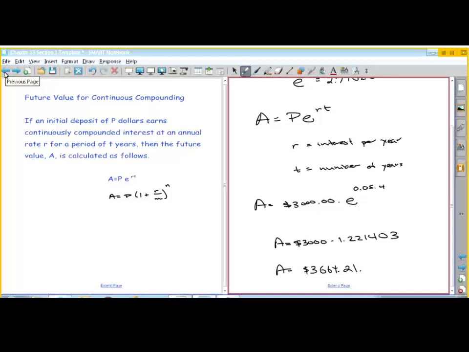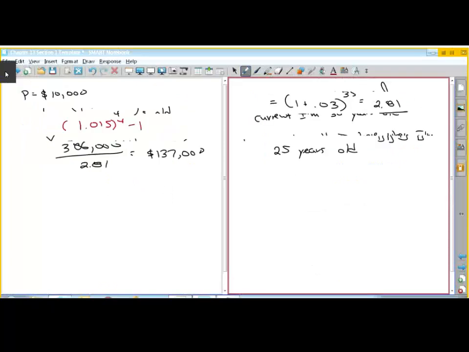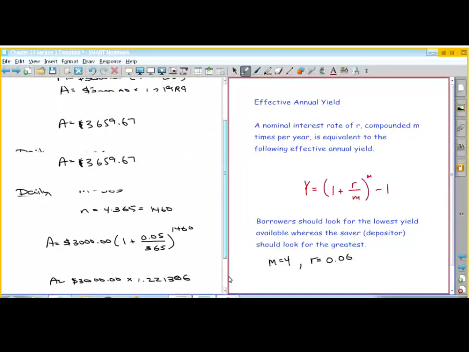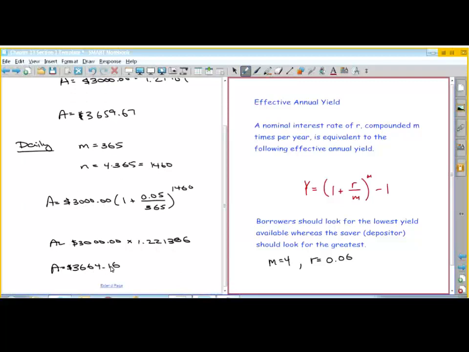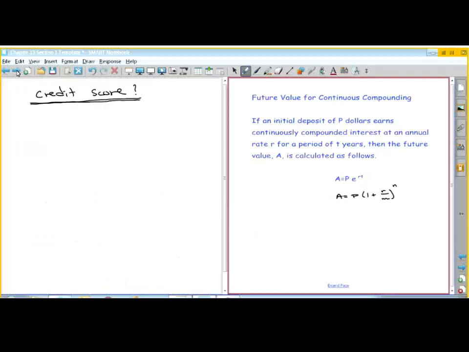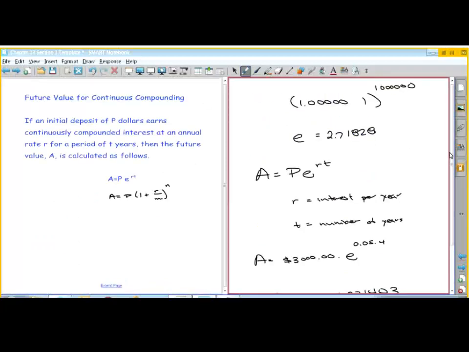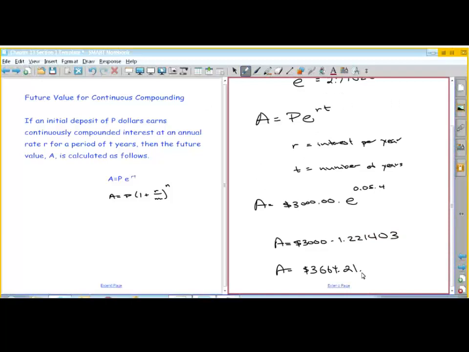So how does that compare with what I just got compounding daily? It's right down here. So it's $3,664.16 versus 21 cents. Okay, so I got 5 more cents. So there's not a whole lot of difference between compounding daily and compounding continuously. So why would they do that? Well, because it's a lot easier to apply this formula than it is to raise something to some huge value. So most of the time you have used continuous compounding.